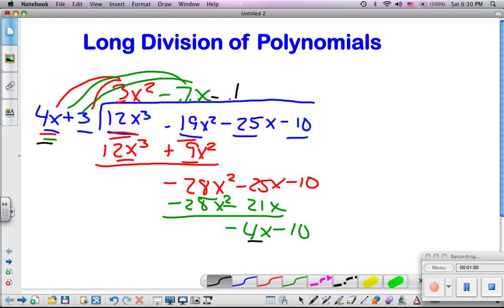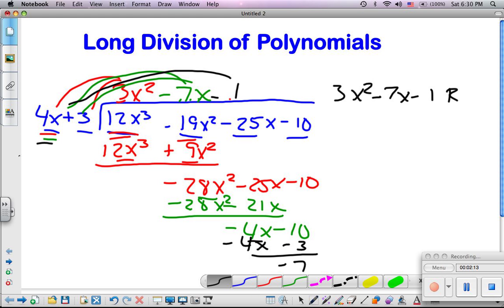And we're going to do our multiplication by both things here. So minus 1 times 4x is a minus 4x. Matching once again, and the minus 1 times the plus 3 gives you minus 3. And when we subtract here, we get minus 10 minus negative 3, which is going to be a minus 7. So our solution can be written two ways: 3x squared minus 7x minus 1 with the remainder of minus 7. You'll also see this sometimes as 3x squared minus 7x minus 1 plus a fraction, which is going to be our minus 7 divided by our divisor, which is 4x plus 3. Okay, so either of those is acceptable.